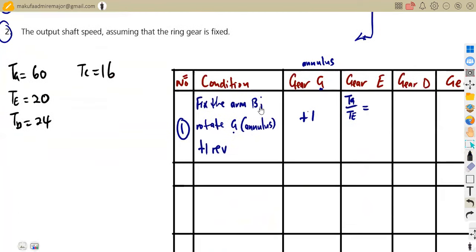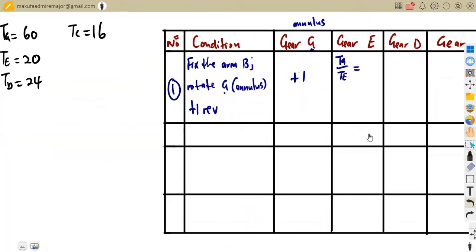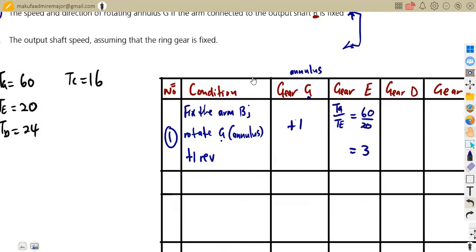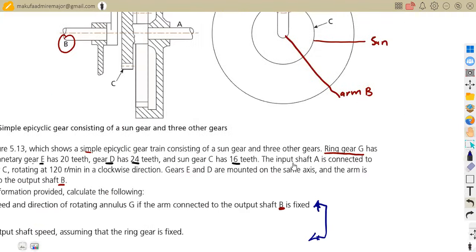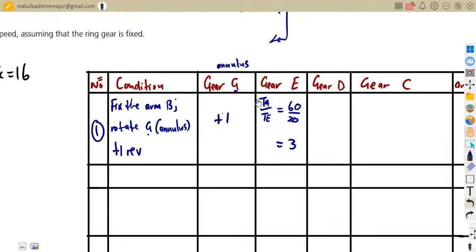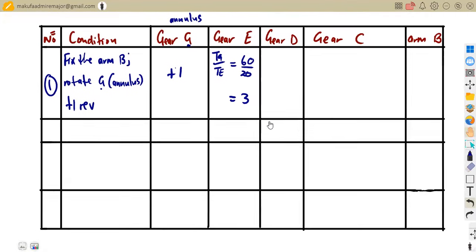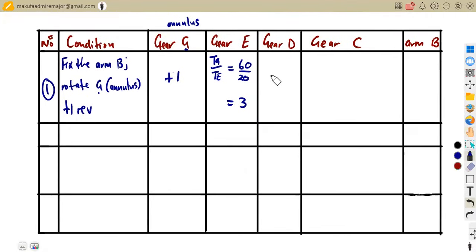So here we are working with the number of teeth only. So we are going to have TG over TE. Our TG, remember, it's 60 over TE. Our TE is 20. So this is going to give us what? A 3. All right, but remember about D and E, these are compounded together, connected. So they have same conditions. They are going to apply same conditions. So meaning to say here, we are going to have the same condition like the previous part.